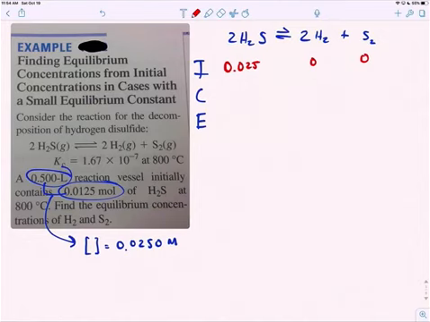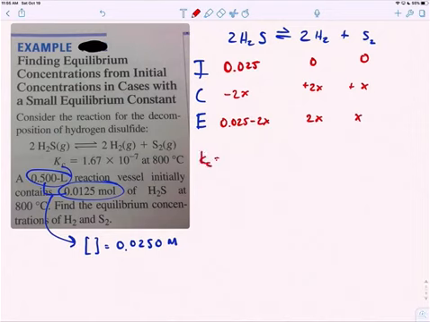And now, which way does the reaction shift? We have some reactants and no products. We shift right. So we lose 2x here. We gain 2x of hydrogen, and we gain x. X is my extent of reaction for sulfur. So 2x for the hydrogen sulfide because there's a 2 in front of it, and 2x for the hydrogen because there's a 2 in front of it. Okay, in equilibrium, this is 0.025 minus 2x, 2x, and x.